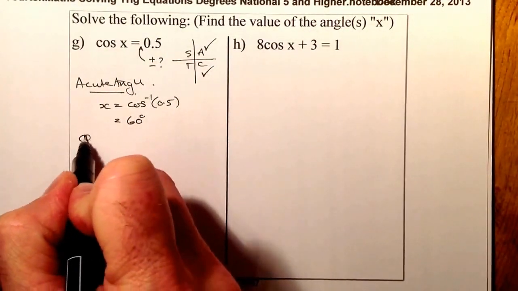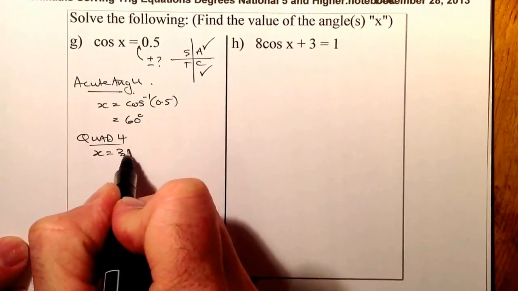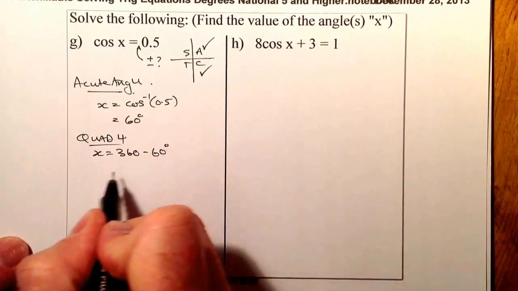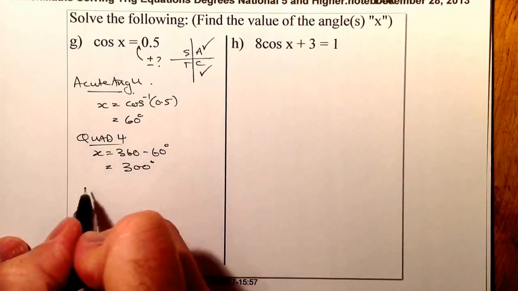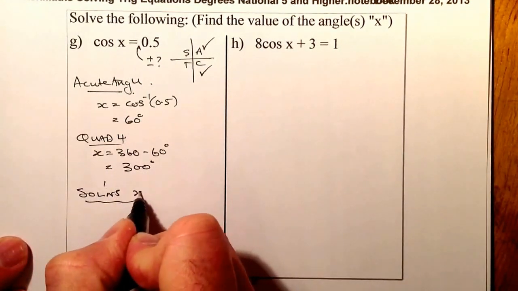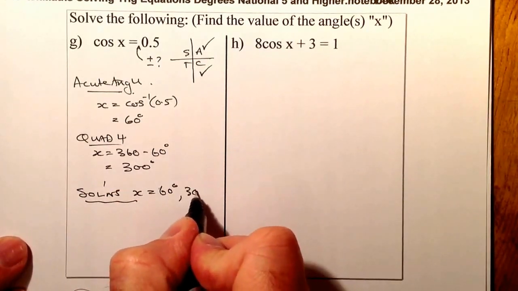The quadrant 4 solution, remember, is going to be 360 minus what I find here, which is 60 degrees. So that gives me 300 degrees. Okay, so my solutions are going to be x is equal to 60 degrees and 300 degrees.